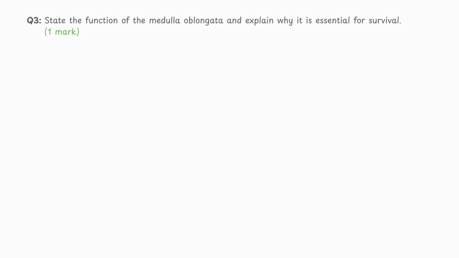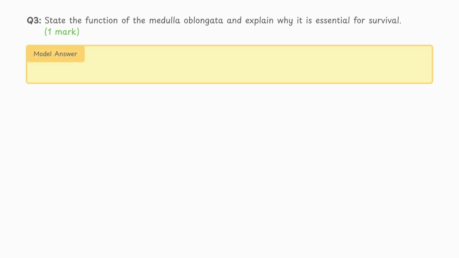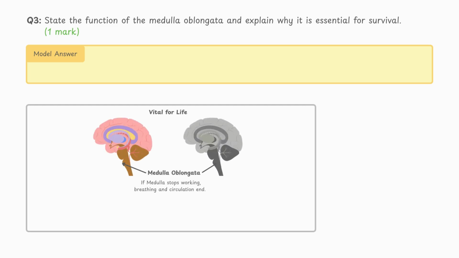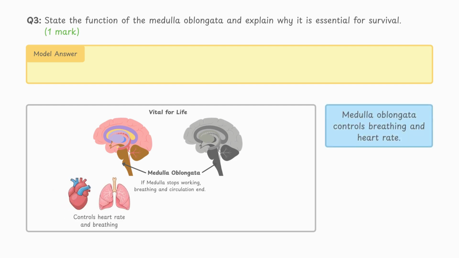For question 3, state the function of the medulla oblongata and explain why it is essential for survival. The illustration shows the medulla oblongata at the base of the brain, connected to the spinal cord. It highlights how this part controls automatic functions like breathing and heart rate. The images of the heart and lungs show that these processes happen without conscious thought.